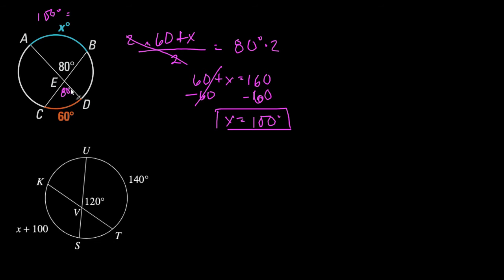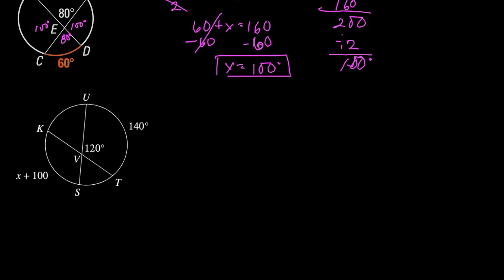Remember, if you want the rest of these, you take that and subtract it from 360. You get 200 for these two. Since they're the same, we divide it by 2. 100 degrees for both of them. If you wanted to make sure, this plus this is 200, plus 160 is 360 degrees. All right, one more example.